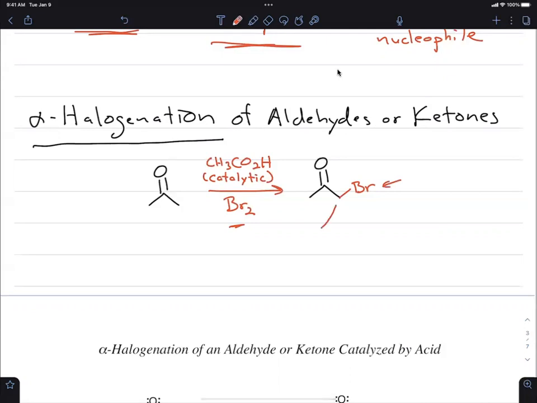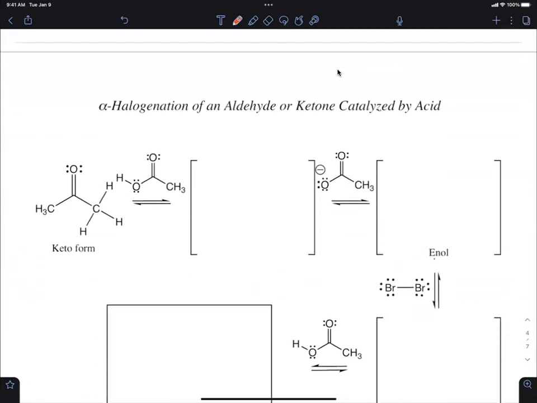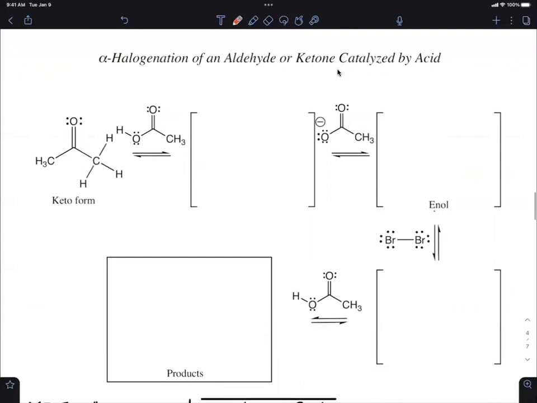But we do that at a specific site, the so-called alpha carbon. And an alpha carbon is the carbon that's immediately adjacent or bonded to the carbonyl. So this reaction works with aldehydes or ketones. We're going to illustrate it using a reaction with a ketone, acetone. So like I said, this process occurs in the presence of catalytic acetic acid.